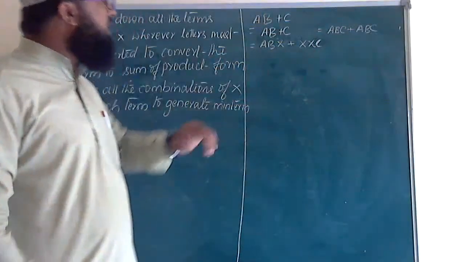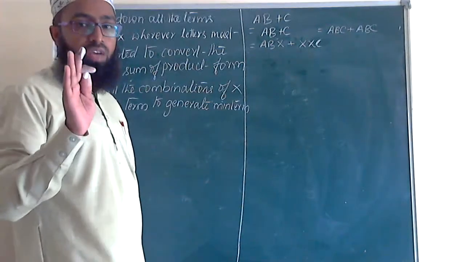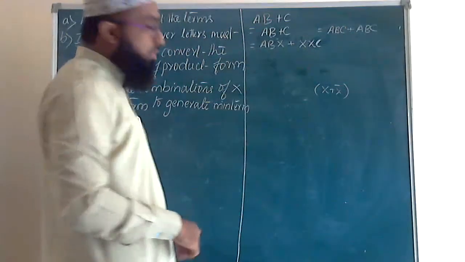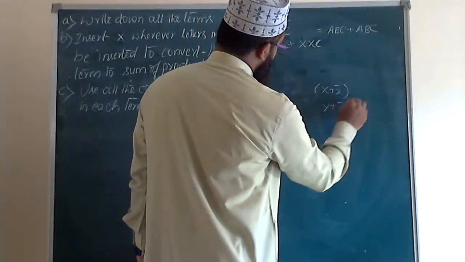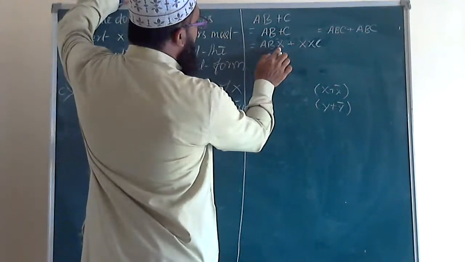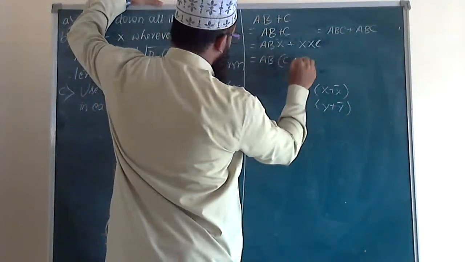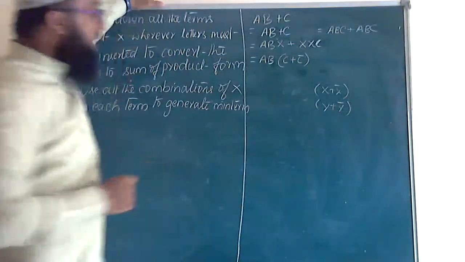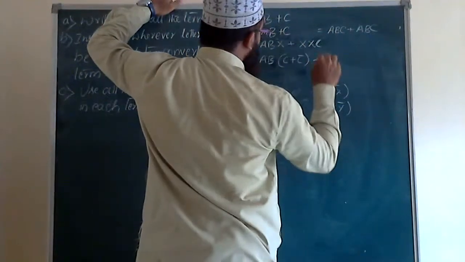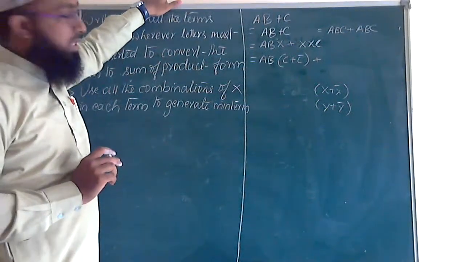In your previous derivation, what we did: if X is missing, multiply with X plus X bar; if Y is missing, multiply with Y plus Y bar. So here in the first term, C is missing in place of X. So what we have to do? AB into C plus C bar. Then plus, here A and B, two things are missing.